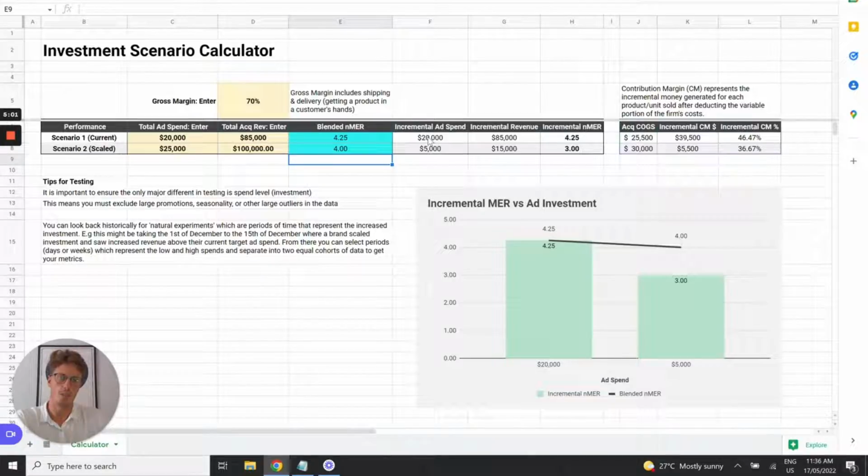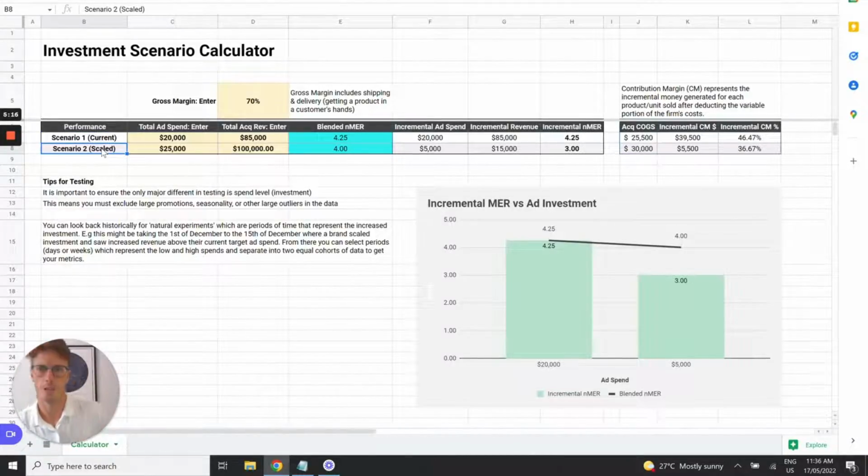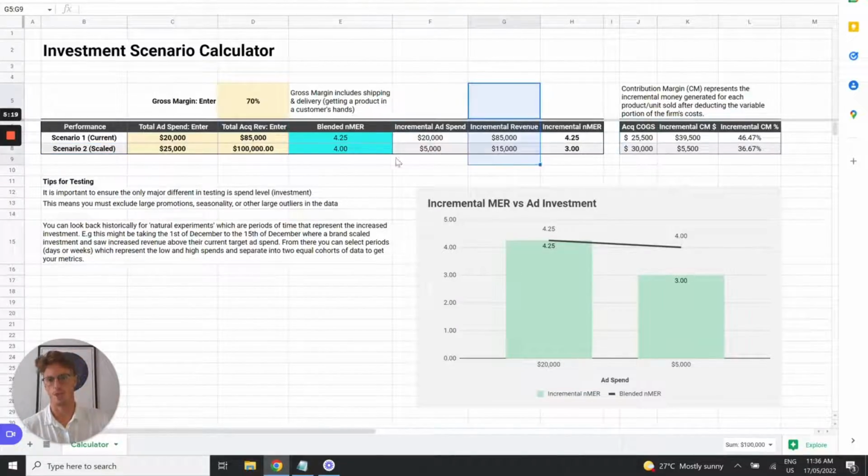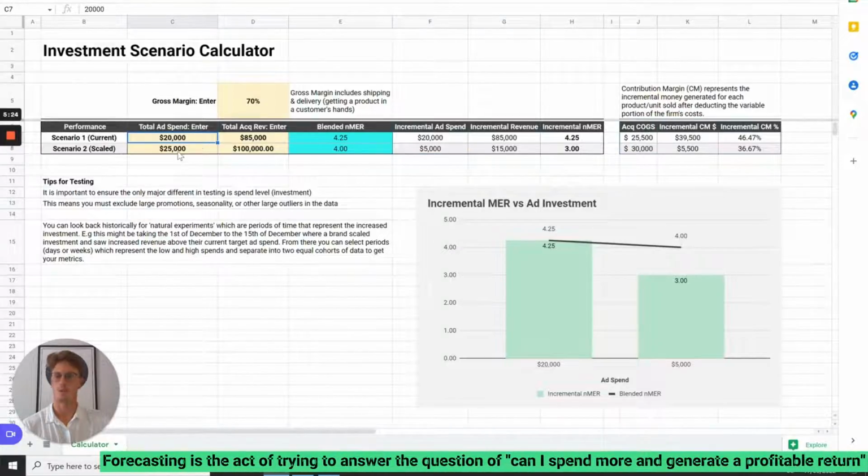And using this data in our calculator here, it gives us the incremental. So essentially, what's the difference between scenario 1 and scenario 2? What's the difference between our baseline today and our picture of the future? And what does that look like in terms of ad spend and revenue? So in our scenario here for our beauty brand, we're currently spending 20 grand a month. We're looking at scaling to 25K.